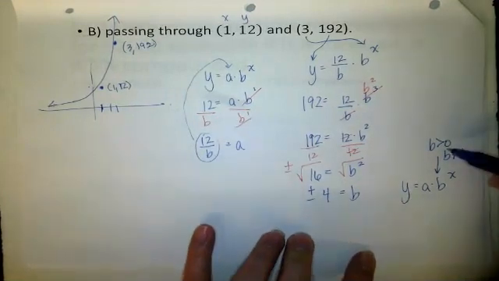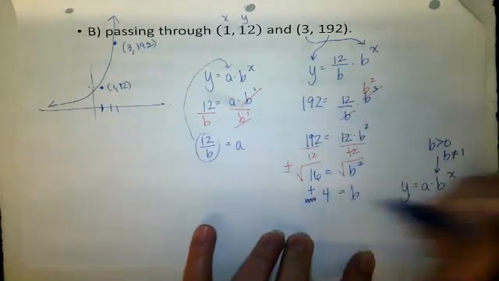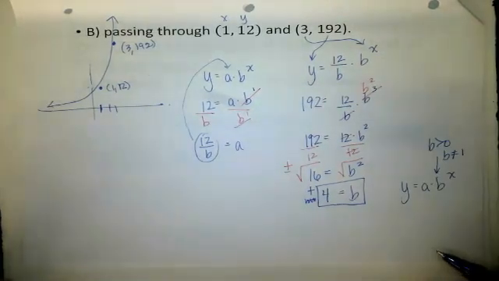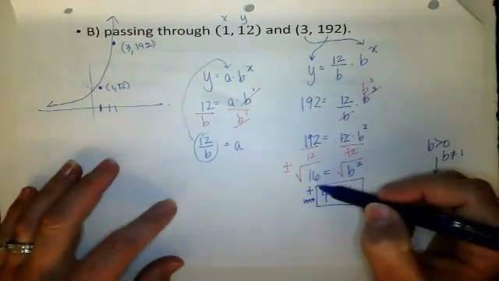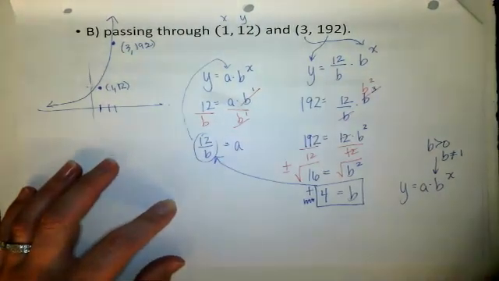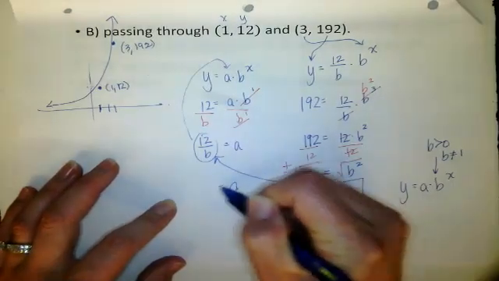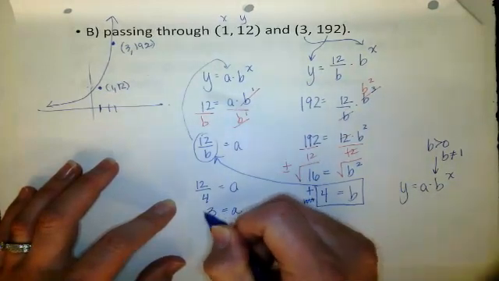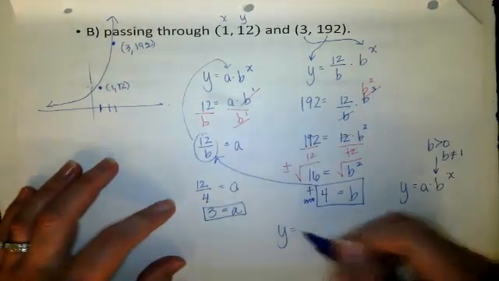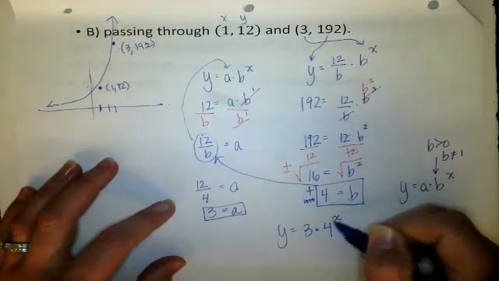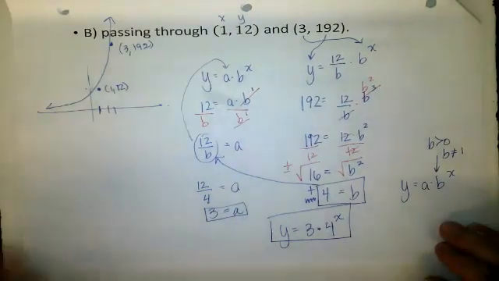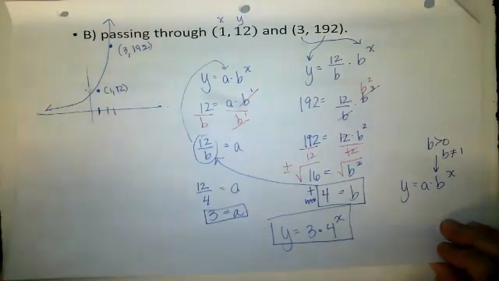And so because of that rule right at the beginning, I don't have to worry about the negative. So b just equals 4. What do I need to do now that I found b? Go back and plug it back in to figure out the a. So a equals 12 divided by 4, which means a equals 3. And now I can write my model. y equals a times b to the x. All right, do you guys have any questions for me so far? Sorry, that wasn't the conclusion of notes.